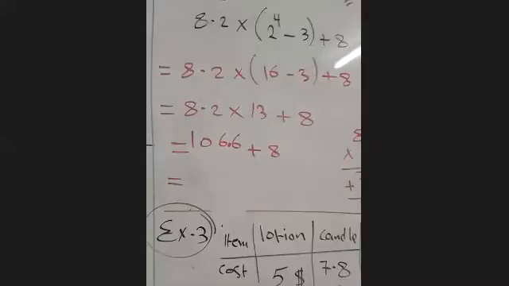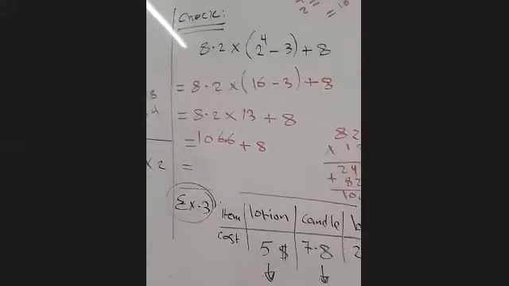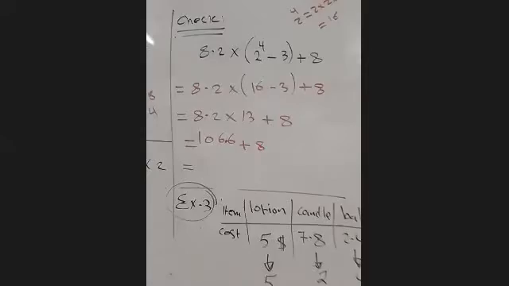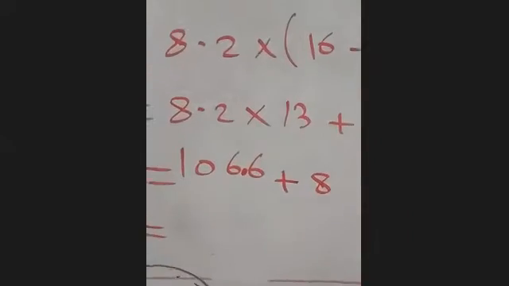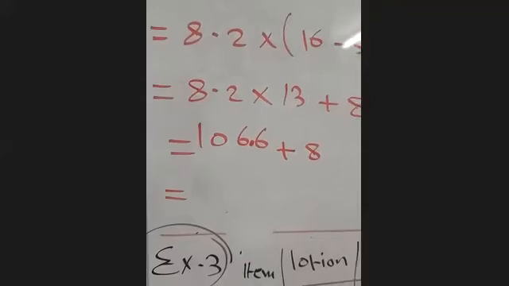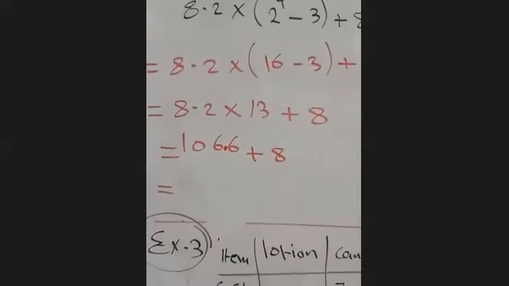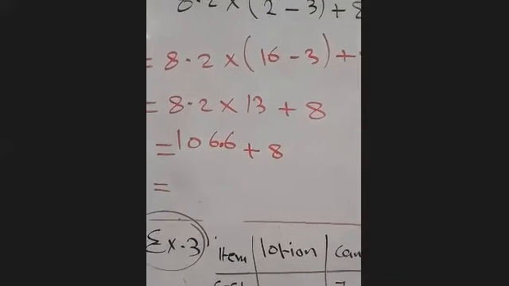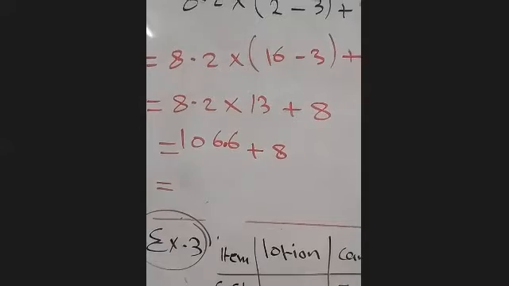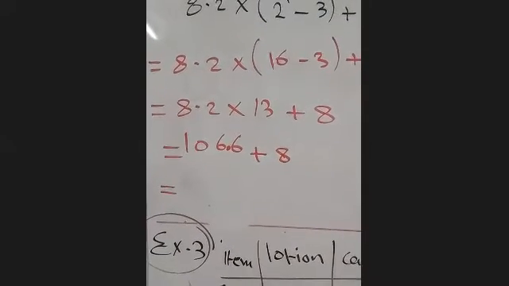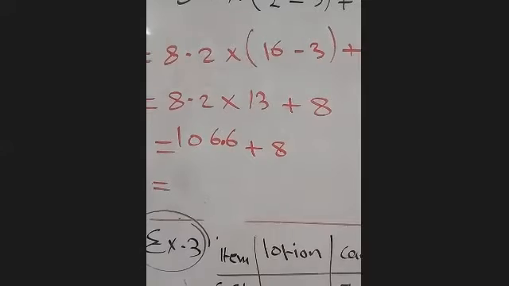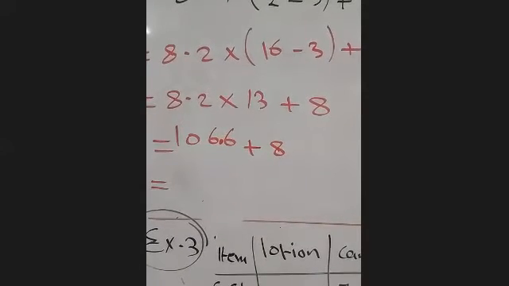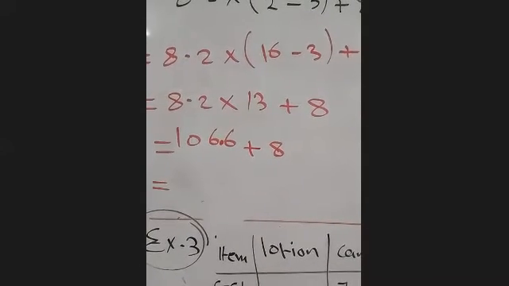Now let's add, Ahmed. 106 decimal 6 plus 8. What will the answer be? First, add 6 and 8. It will be 8 and 6, 14. So what will the answer be? 107.4.